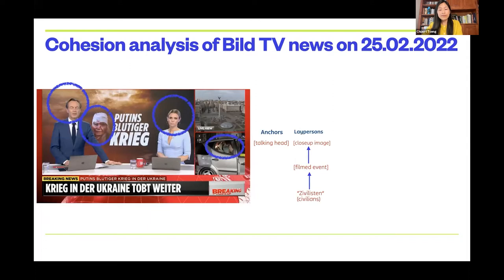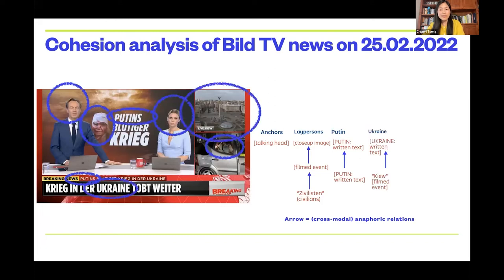And we also have the term civilians, Zivilisten, spoken in the dialogue, in the verbal text by the anchor person. So these arrows link together cross-modally the elements that belong to the same semantic category. So we have here the anaphoric relations binding together narrative elements in different modes that belong to the same semantic category. And then we have, very dominantly in the middle, the caption and also the bottom part. So there are two elements in written text linking together. We have Ukraine, also the location seen in the caption in written text and also in the split screen on the right side, like a civilian camera filming the central place of Kiev all the time.